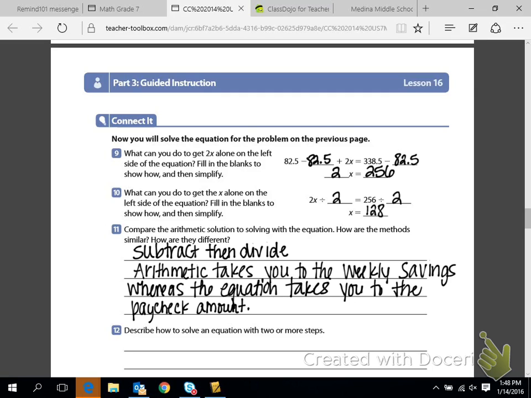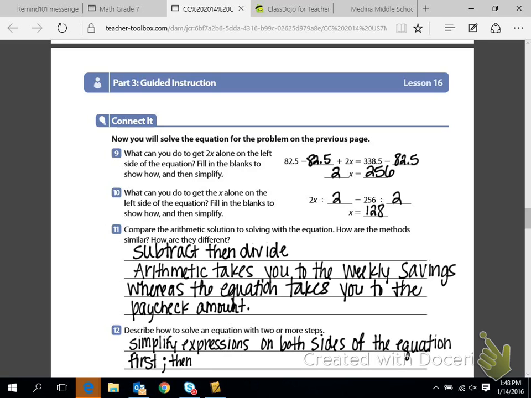The next question asks us to describe how to solve an equation with 2 or more steps. When you're solving an equation with 2 or more steps, you have to keep in mind that all an equation is, is equivalent expressions. So you want to simplify the expressions on both sides of the equation first. Once you've done that, you're typically left with a two-step equation, and then you want to isolate the variable using inverse operations.